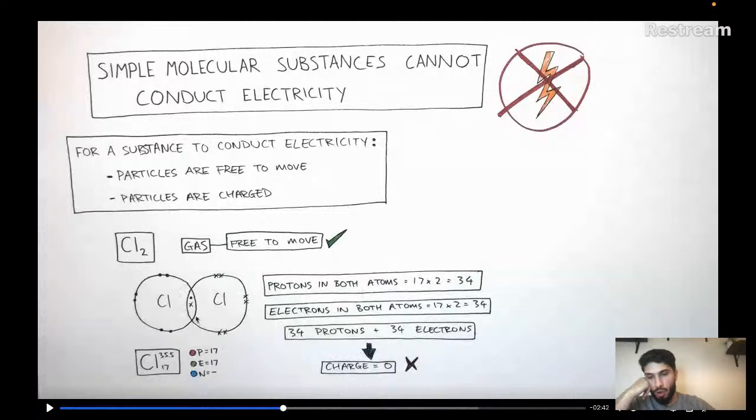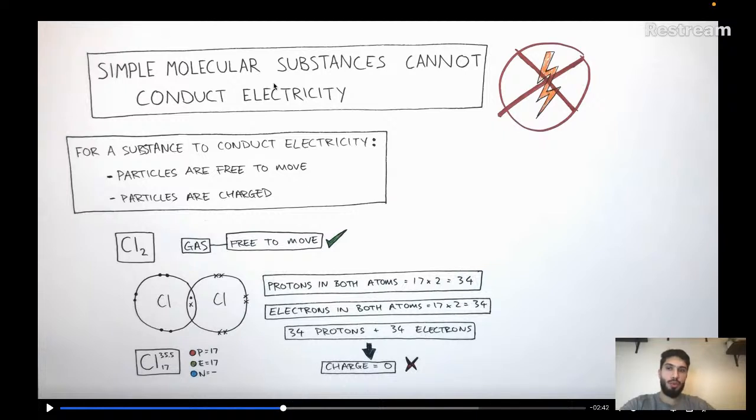You need to understand that all molecules have no charge because the electrons are shared. No electrons are lost or gained, which means that overall we have the same number of protons and the same number of electrons in every single molecule.